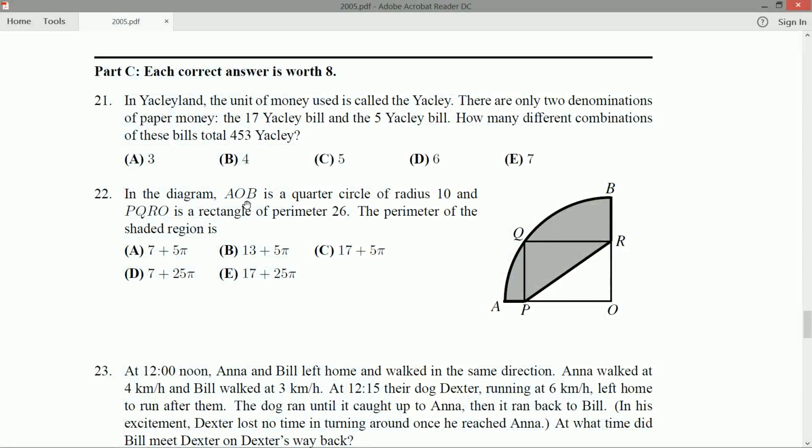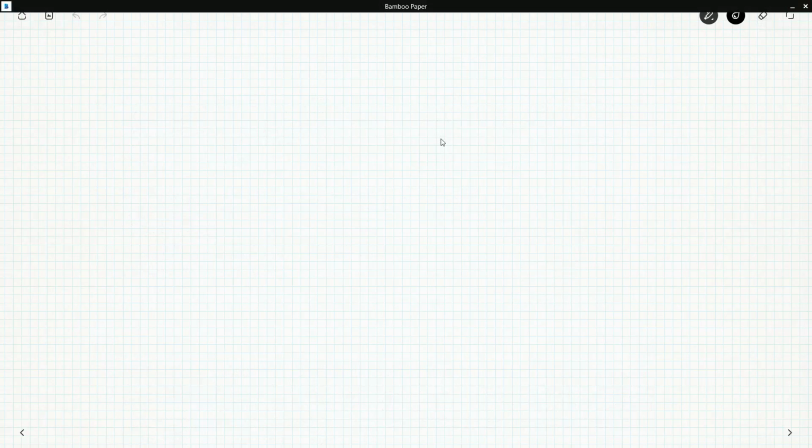In the diagram, AOB is a quarter circle of radius 10, and PQRO is a rectangle of perimeter 26. The perimeter of the shaded region is... I take it Q is meant to be on AOB. Let's copy our diagram, and we'll start marking it up from there.